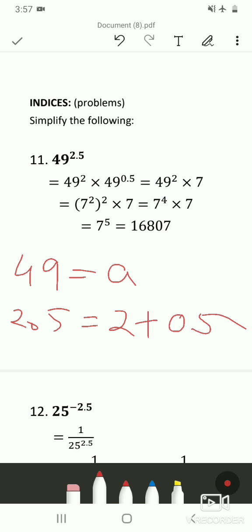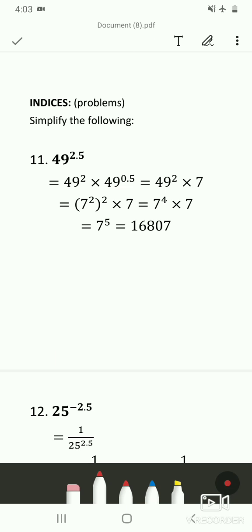Okay, so this is 0.5. So here 2 is m and 0.5 is n. So here 49 square and 49 raised to 0.5 is nothing but a raised to m into a raised to n, which is nothing but a raised to m plus n. So you can see how we have used the first law. Next step we have 49 square into 7.